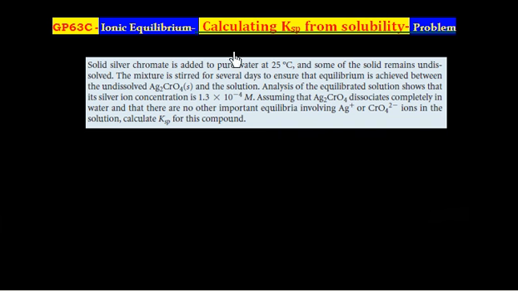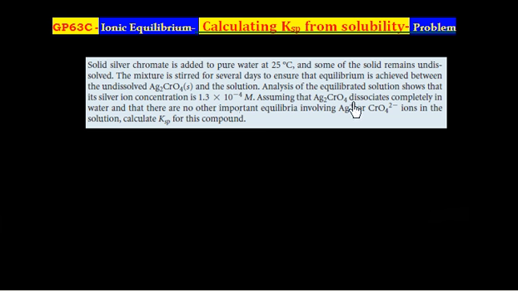This question is related to calculating Ksp from solubility. The question says, solid silver chromate is added to pure water at 25 degrees centigrade and some of the solid remains undissolved. The mixture is stirred for several days to ensure that equilibrium is achieved between undissolved Ag2CrO4 and solution. Analysis of the equilibrium solution shows that its silver ion concentration is 1.3 × 10^-4 M.